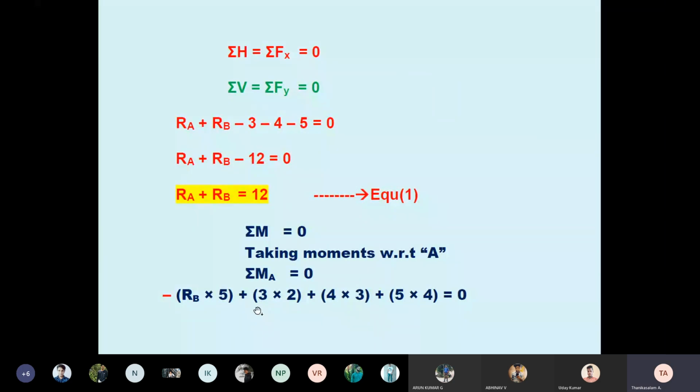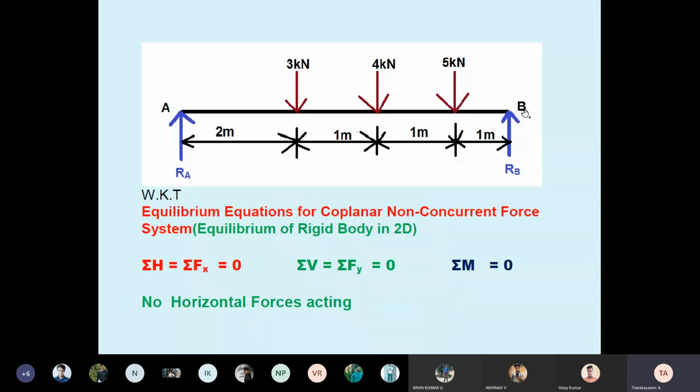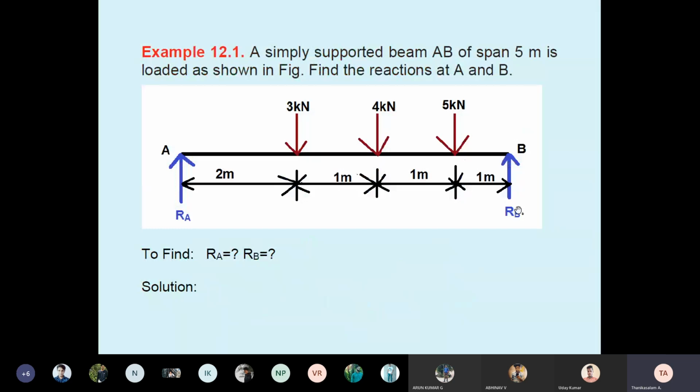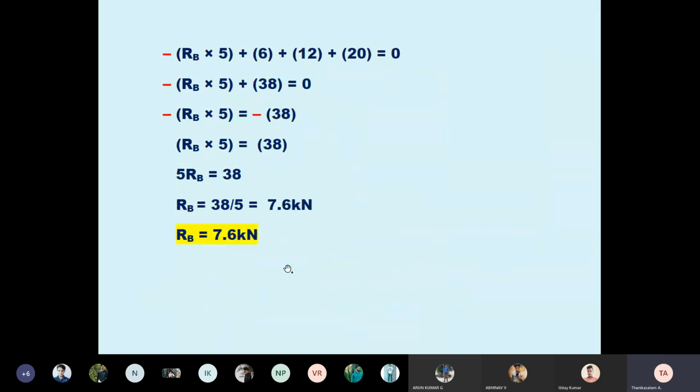What is the moment? Force into distance. Students, see here, summation of V means you are adding only forces. RA plus RB, minus 3, minus 4, minus 5. That is adding forces. Moment means force into distance from the reference point. So minus RB into 5 for anti-clockwise, 3 into 2, 4 into 3. So we got the answer.